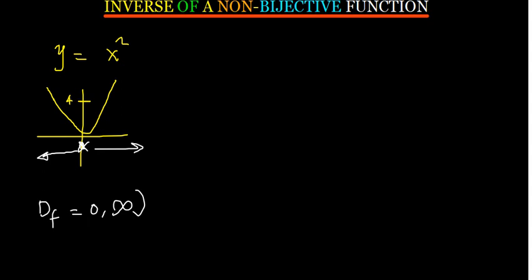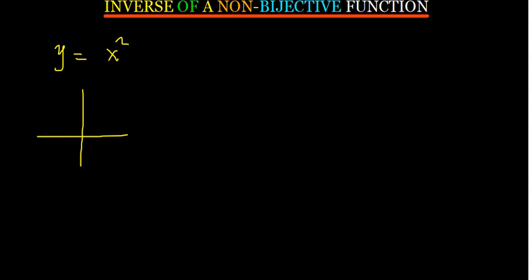Meaning that for this function, I'm going to remove one part. I'm going to remove the part that goes on the negative side. So the way I'm going to draw it is I'm going to just draw this portion, which is positive. That's the meaning. Otherwise, you can't find the inverse of a quadratic function like that without restricting the domain. Now from here, I can find the inverse.